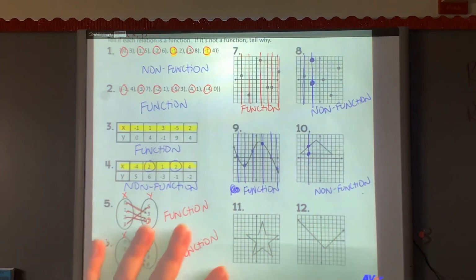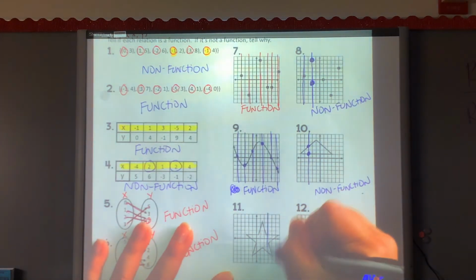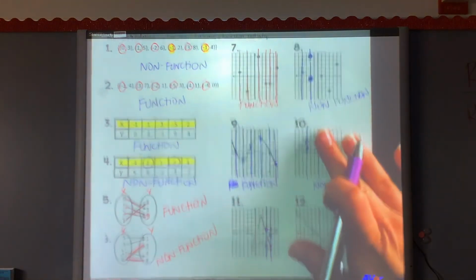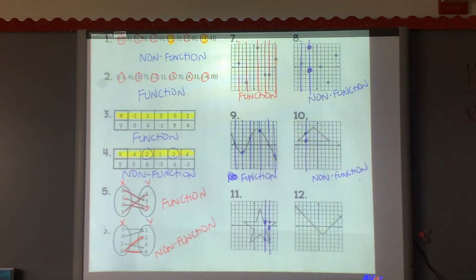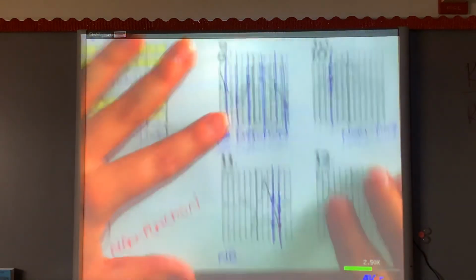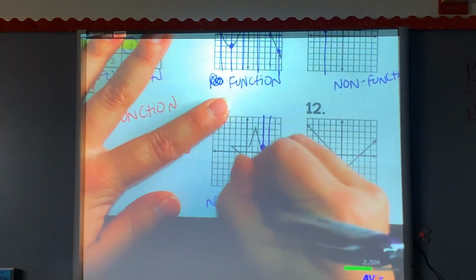All right, number 11, you could probably tell that anywhere I draw a vertical line, I'm going to be touching more than 1 time. And in some places, I'm touching a lot of times, maybe. That one touched like 4 times. So this one down here is a non-function.